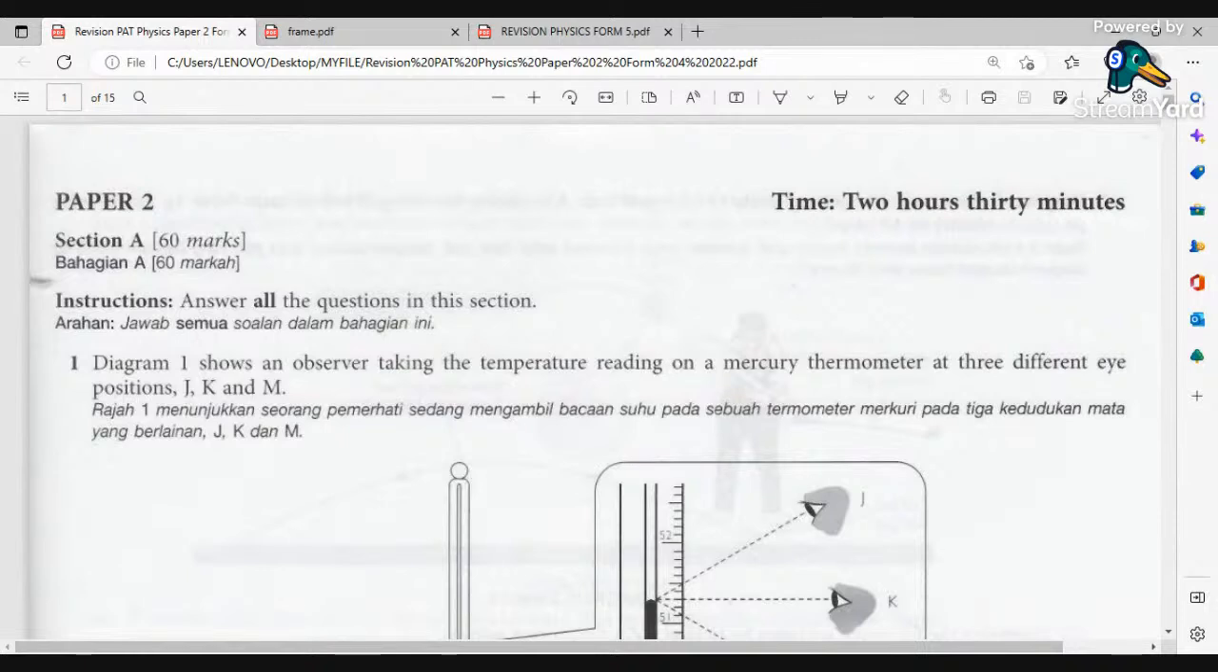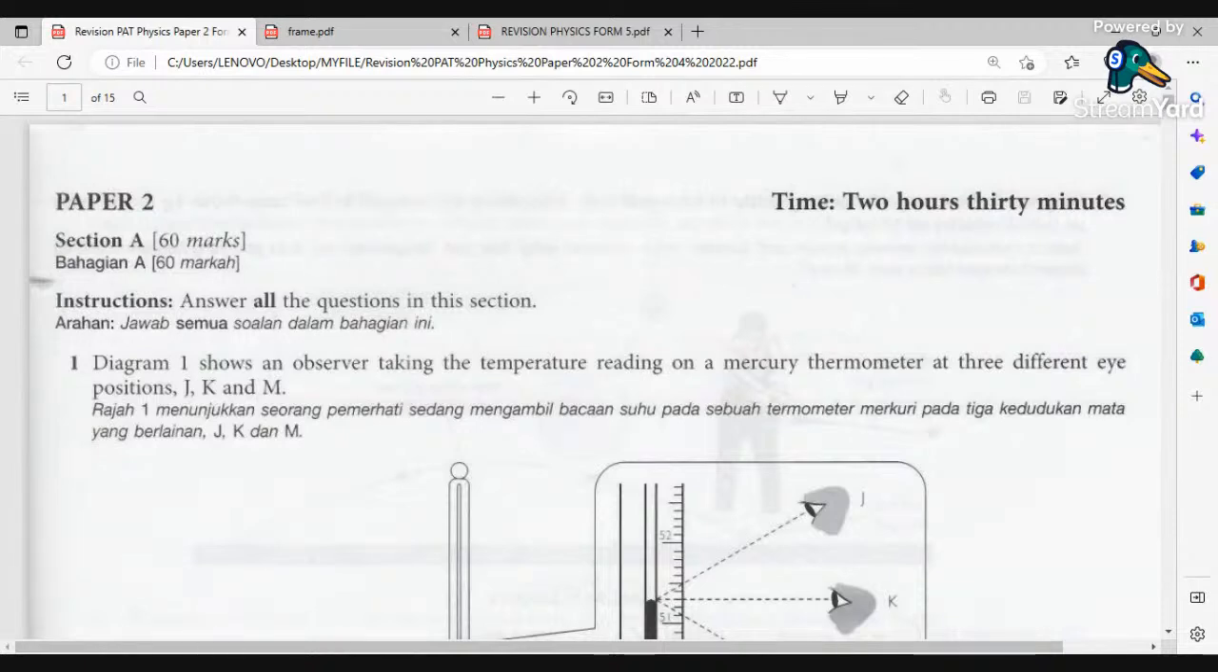Paper 2, 100 marks, 2 hours and 30 minutes. But this one still does not follow the KSSM format. Total marks are the same, the difference is just in Section B and C. When I discuss that part, I will mention the KSSM format again.